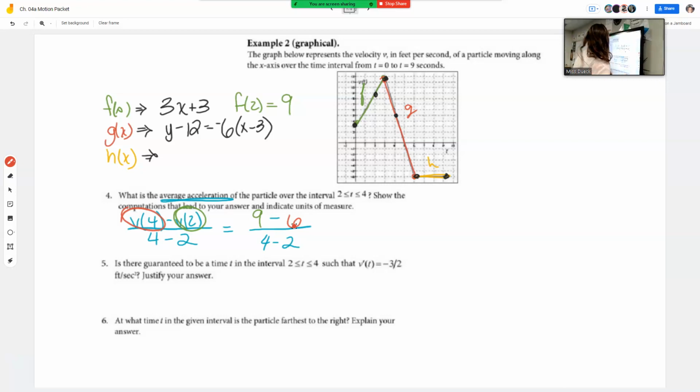What is the average acceleration? And my units would be, what do I have? Feet per second? Which is another way of saying feet per second squared, but whatever, don't let them take that. Stick it to the man. Say, woohoo! What is the average? Show the computations. I'm done. Doesn't say explain.